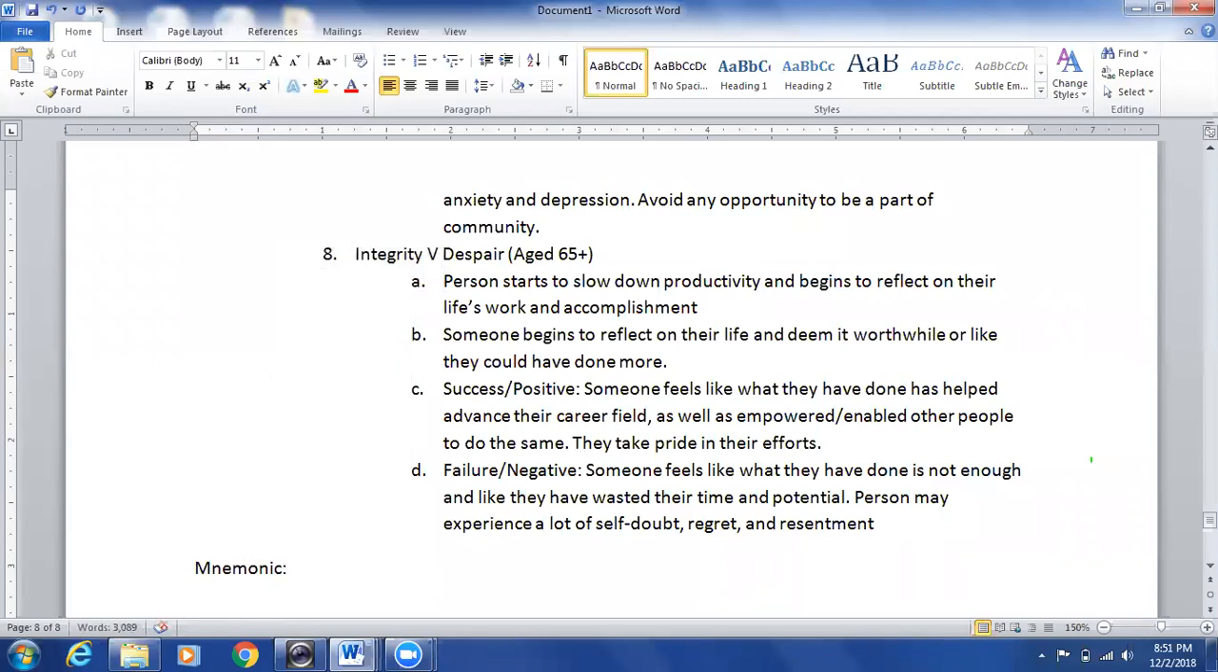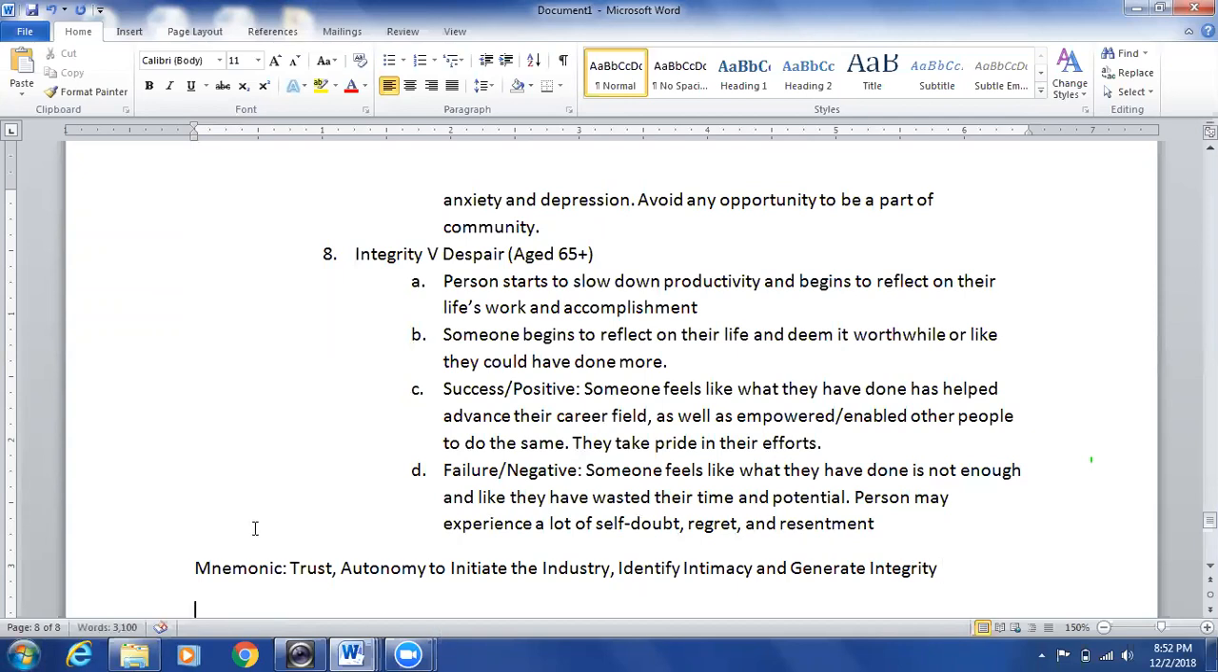Okay. So the first level is to remember the positive side. So trust, autonomy, initiative, industry, identity, intimacy, generativity, and integrity.